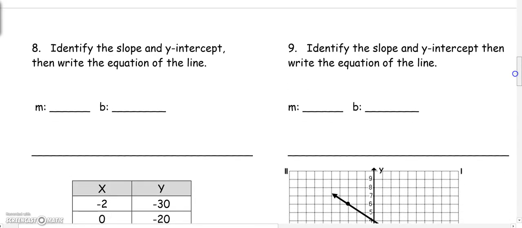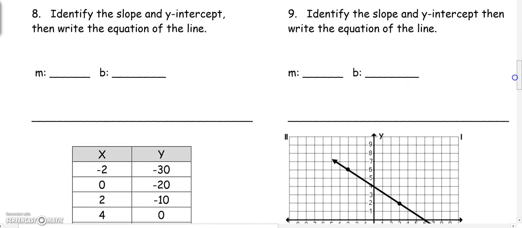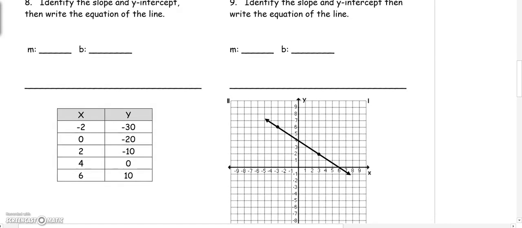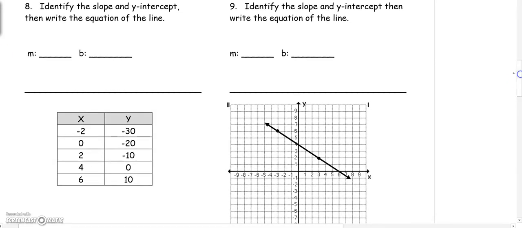Number 8, identify the slope and the y-intercept, then write the equation of the line. So in number 8, we are given a table. So we're going to look at how my y is changing. To get from negative 30 to negative 20, I add 10. From negative 20 to negative 10, I add 10. So my pattern here is I'm always adding 10 to the previous number to get the next number.